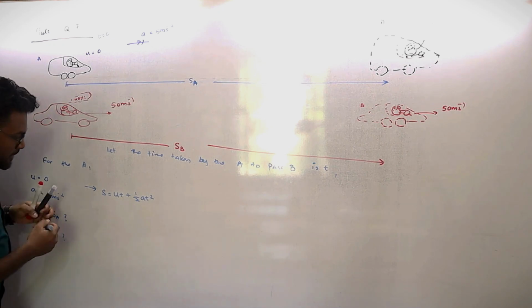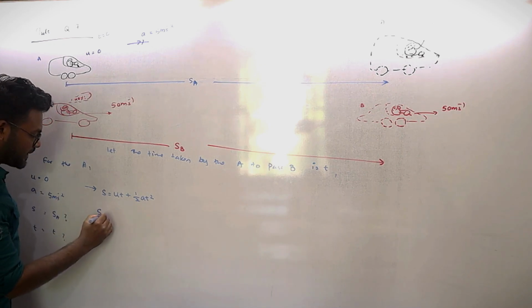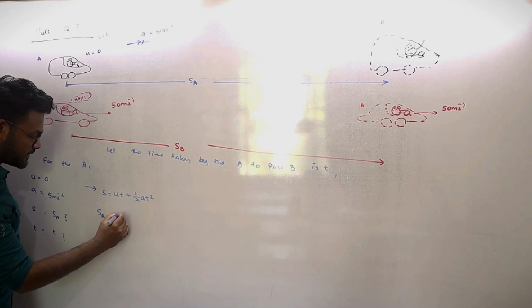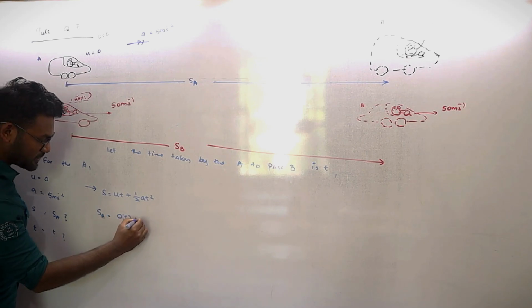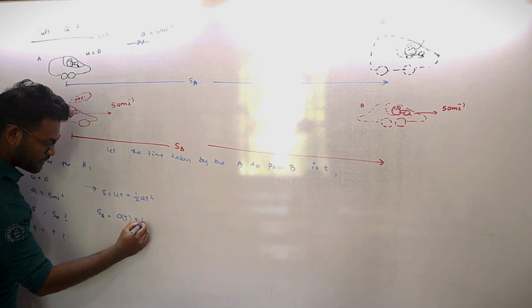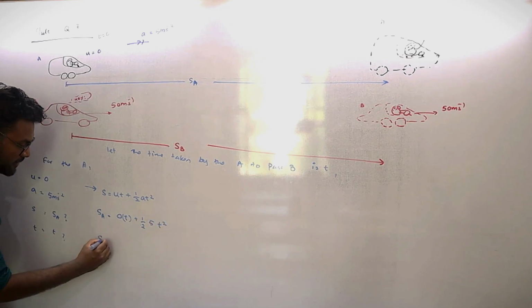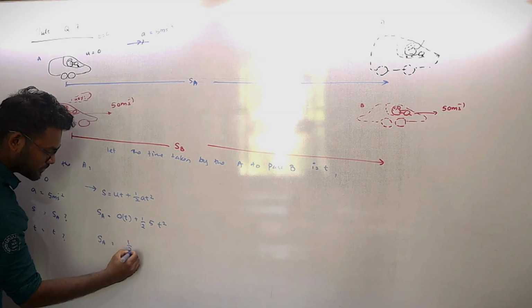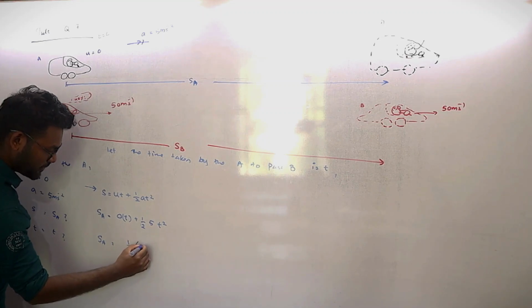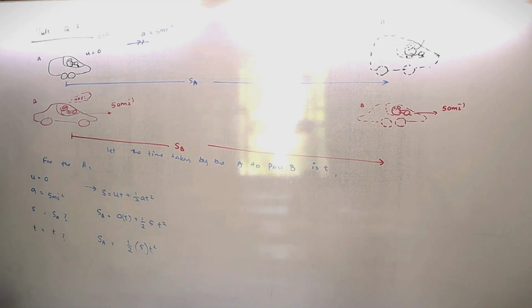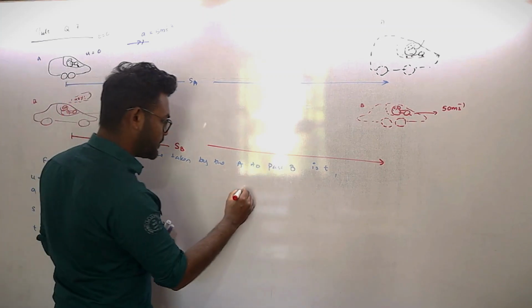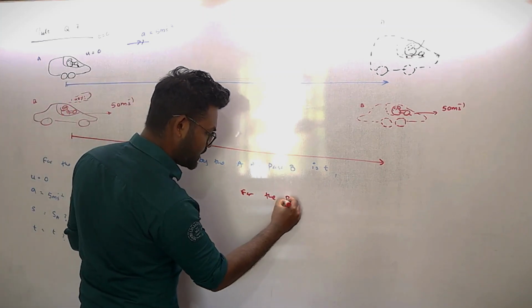Okay. So yeah, I can write SA equals 0 into t plus half into 5 into t squared. So I'm going to have SA equals half into 5 into t squared. That's all I could write. We don't know the SA, neither the t. But I can do it for the B.